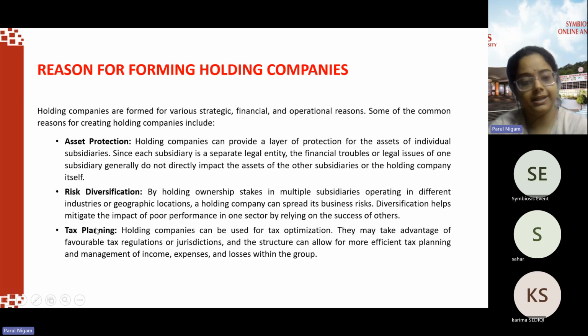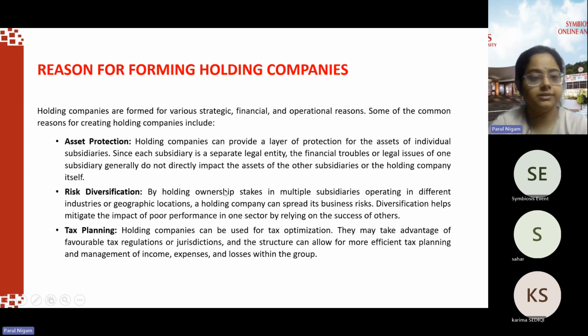Then we have tax planning, where holding companies can be used for tax optimization. They may take advantage of favorable tax regulations or jurisdictions, and the structure can allow for more efficient tax planning and management of income, expenses, and losses within the group.